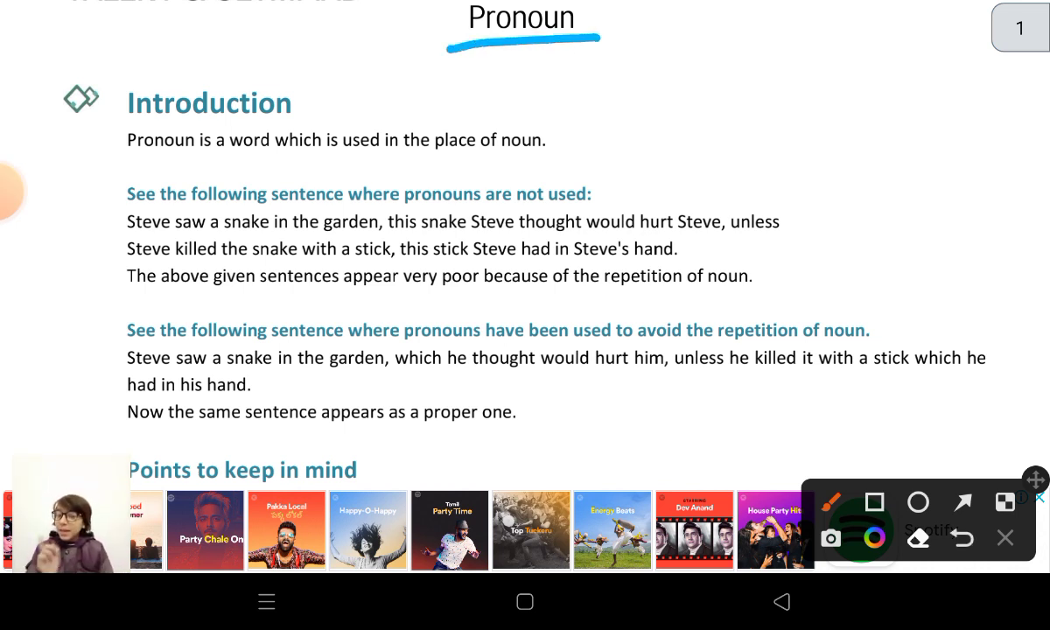So do you know what we had studied in the last class? In the last class we had studied about the summary and the collective noun. Sum and substance means the summary of what we studied in the last class. And in this class we are going to start with a new chapter, that is pronoun.